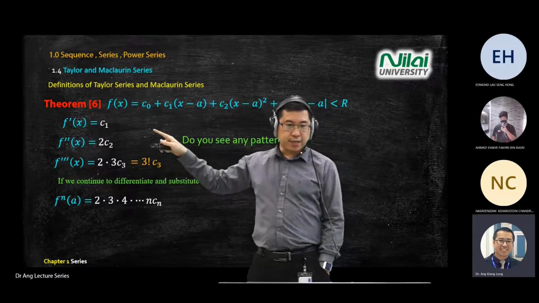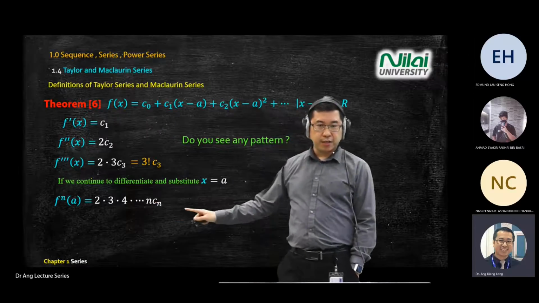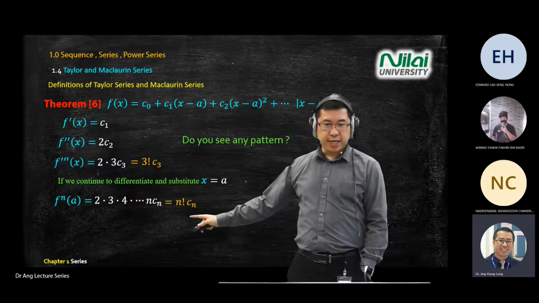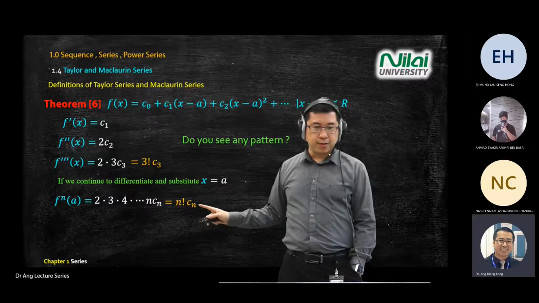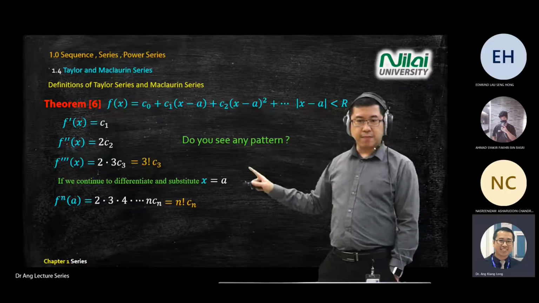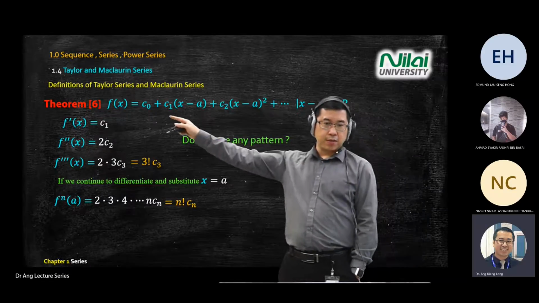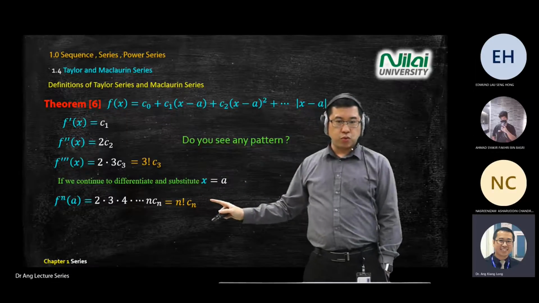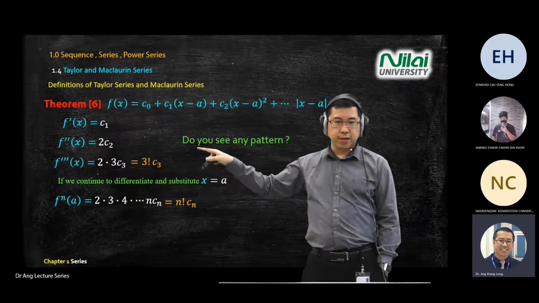So theorem 6 gives you the pattern of differentiation. You can write it in this form, equal to n! c sub n. This slide is important for your coming test and final exam. So you can convert the function to this one if you want to do differentiation.